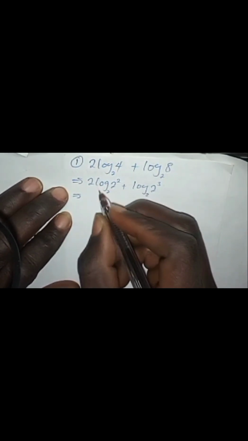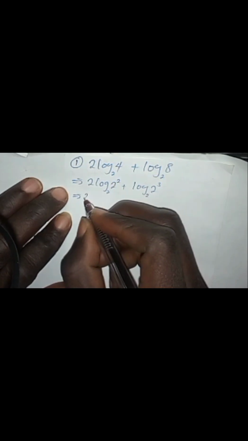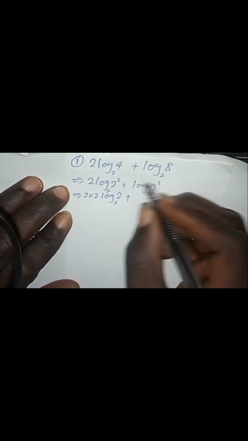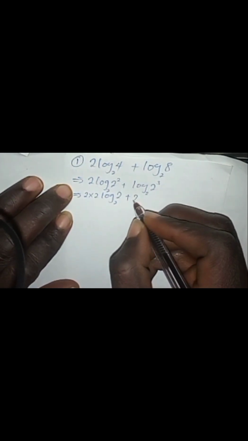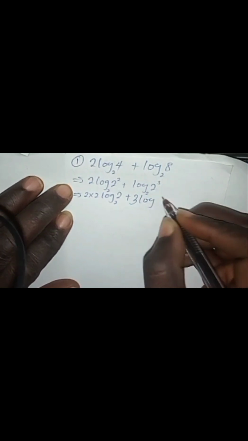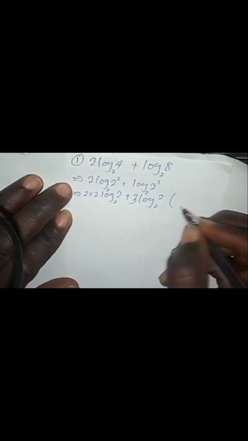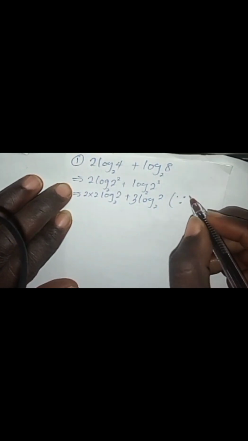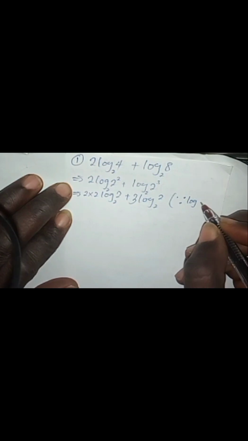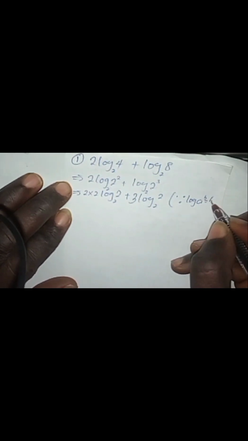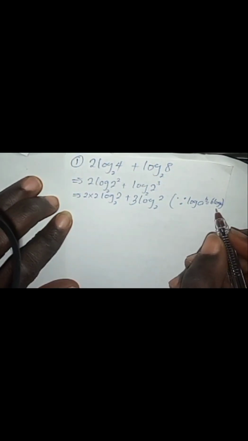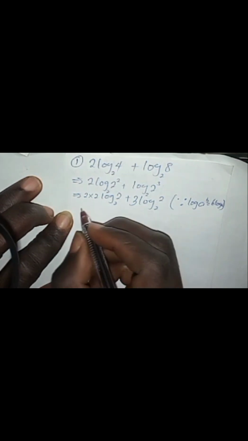So from here, this implies that this 2 will come to the front and become 2 times 2 log 2 base 2, then plus, if this 3 comes to the front, we are going to have 3 log 2 base 2, because when you have log a raised to the power b, it is the same thing as b log a. So this is our reason. This is one of the laws of logarithm that we have, almost the third law of logarithm.